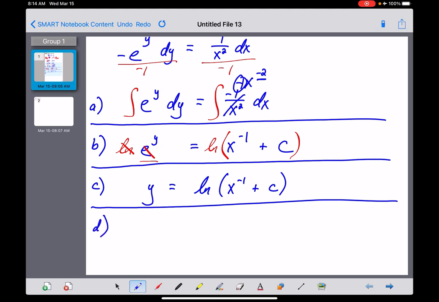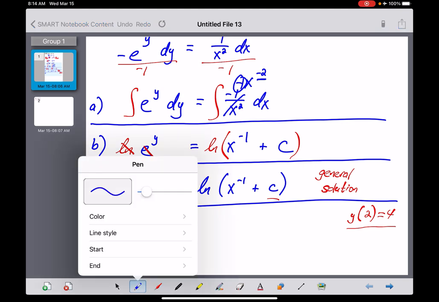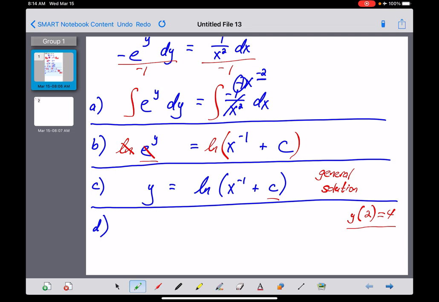And then for part D, they want us to find a particular solution satisfying this statement over here, that y of 2 is equal to 4. So now we went from a general solution, which we had right here in part C, that basically says there's an infinite number of functions out there that have the original differential equation as their derivative because of the plus c. Now they're giving us the ammunition that we need here, guys, to find the one specific solution that does that.